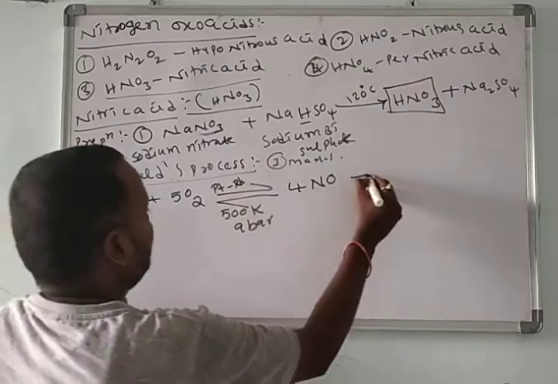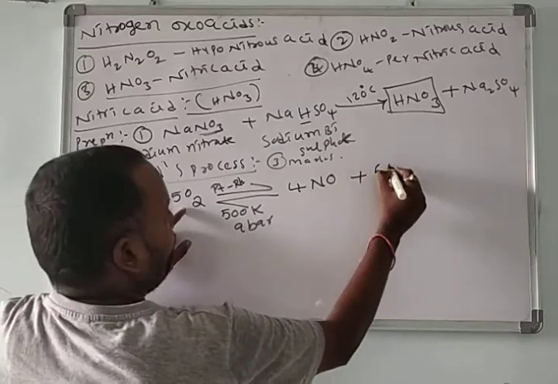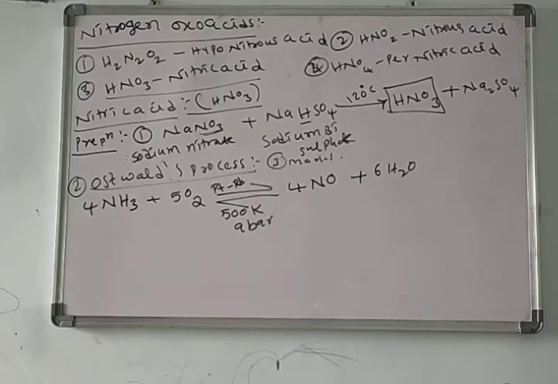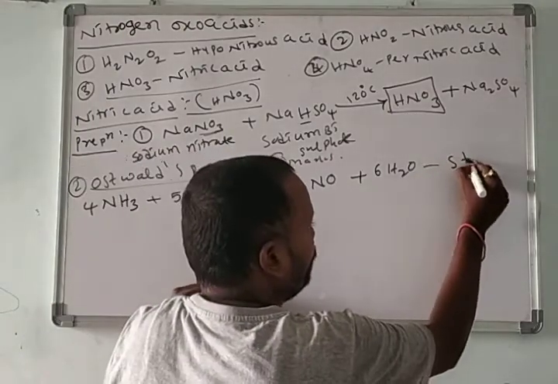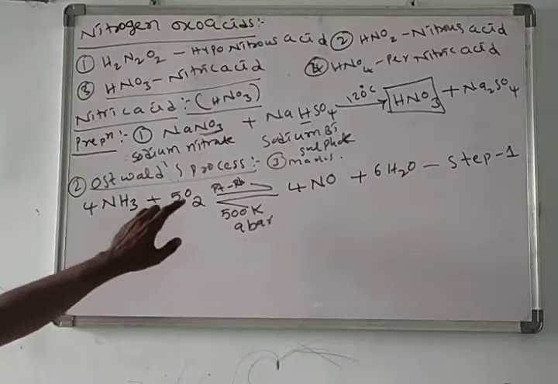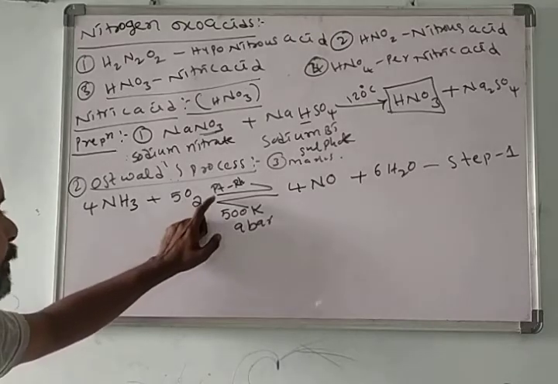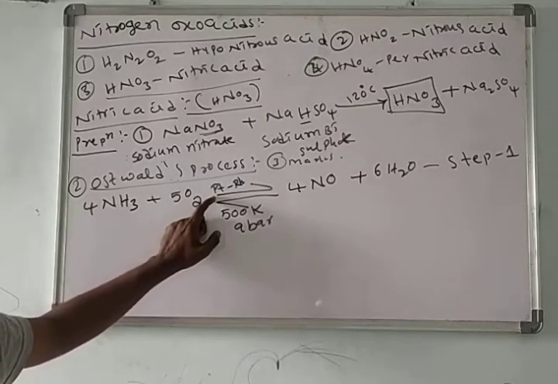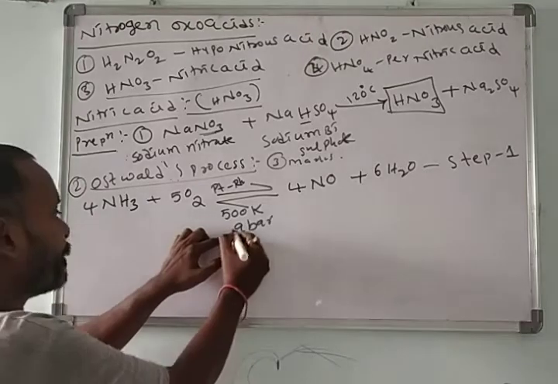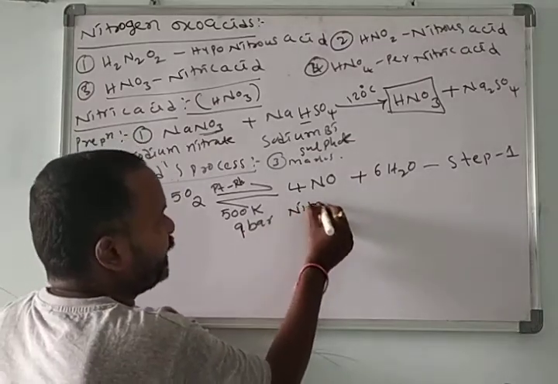Along with that, 6 moles of water were formed. This is step 1. What is step 1? 4 moles of ammonia react with atmospheric oxygen in presence of platinum-rhodium gauge catalyst, 500 Kelvin temperature, 9 bar pressure. What happened? Here we'll get nitric oxide.